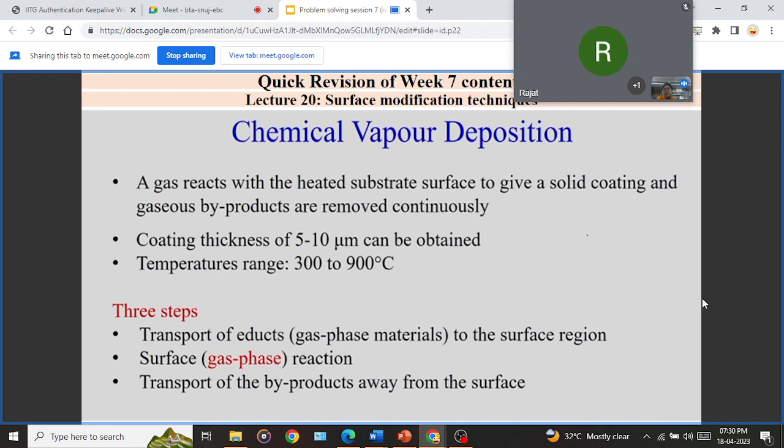So chemical vapor deposition is a chemical method wherein a gas reacts with the heated substrate surface to give a solid coating, and gaseous byproducts are removed continuously. A coating thickness of around 5 to 10 micrometer can be obtained, and the temperature range at which this deposition occurs is around 300 to 900 degrees Celsius. So it occurs in three steps. Firstly, there is a transport of adducts, that is the gas phase material, to the surface region. Then there is a surface gas phase reaction, and lastly, transport of the byproducts away from the surface.